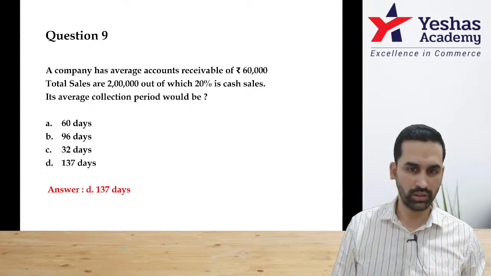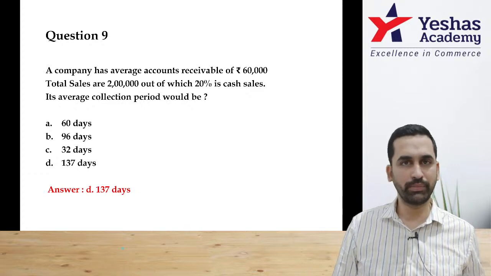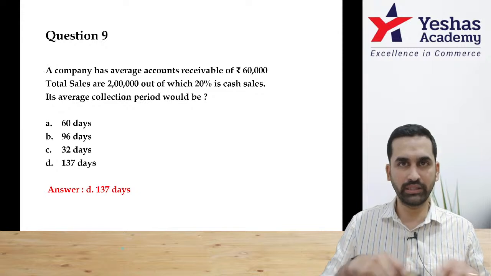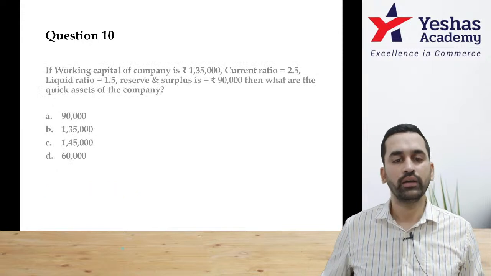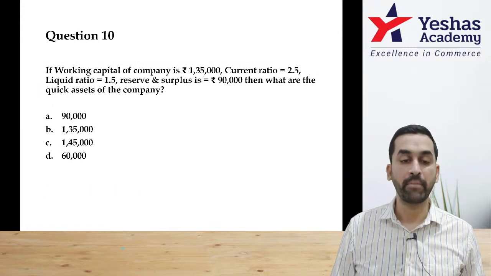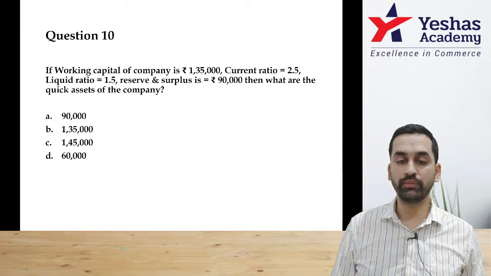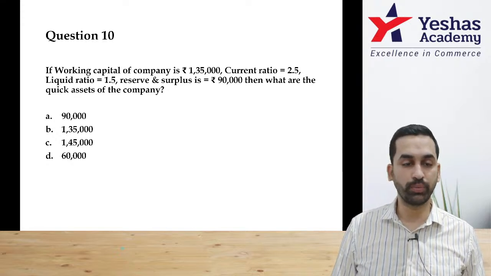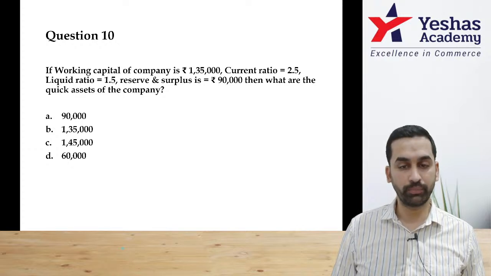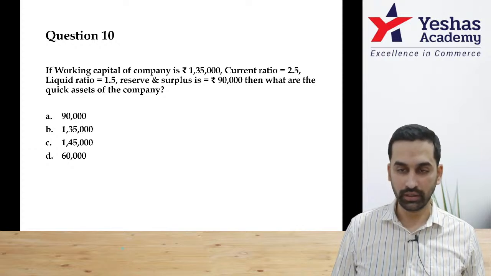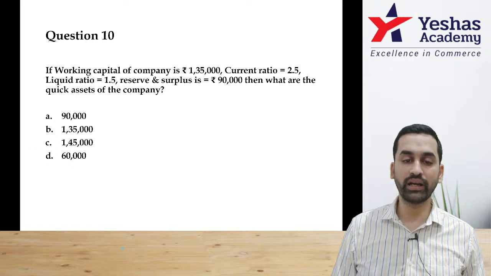Easy question. That was 20% cash sale. That means balance is credit sale. That should be our basic level understanding. Question number 10. Give a try. Working capital of a company is 1,35,000. Current ratio is 2.5. Liquid ratio 1.5. Reserves and surplus given. Then what are the quick assets of the company?